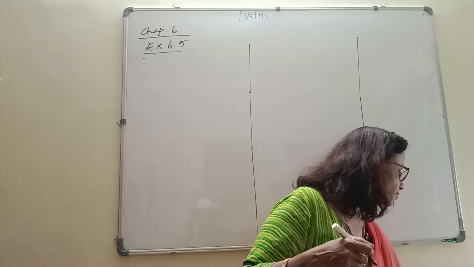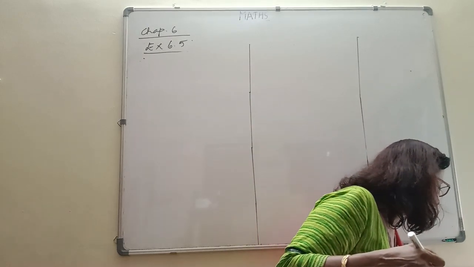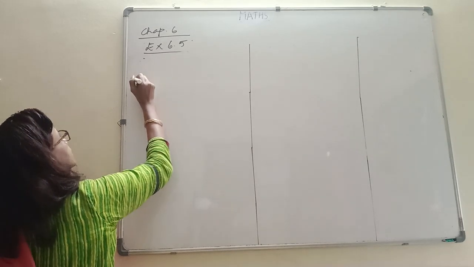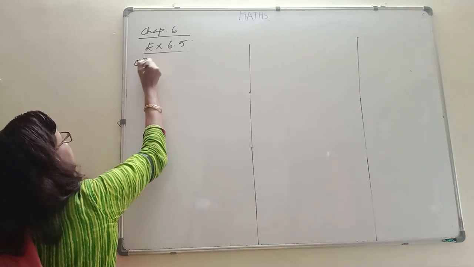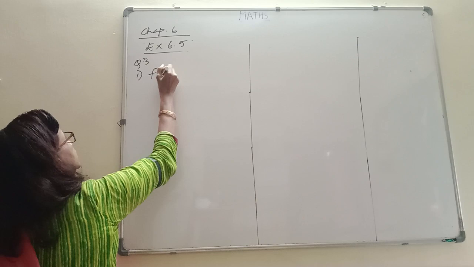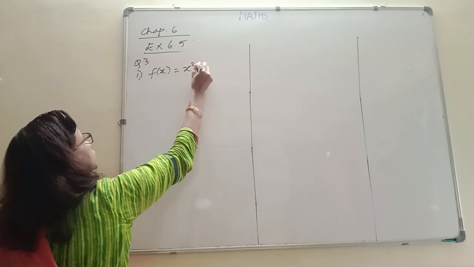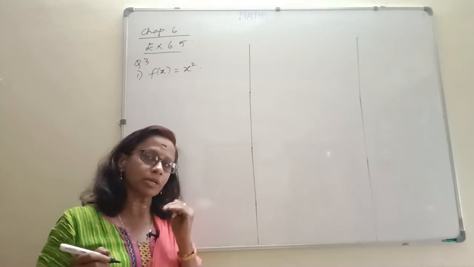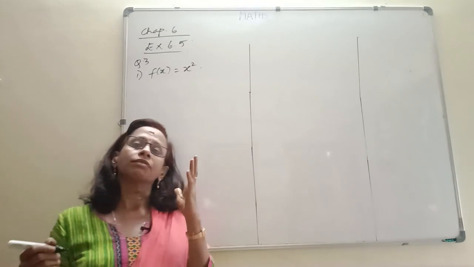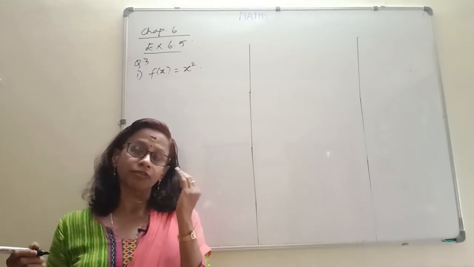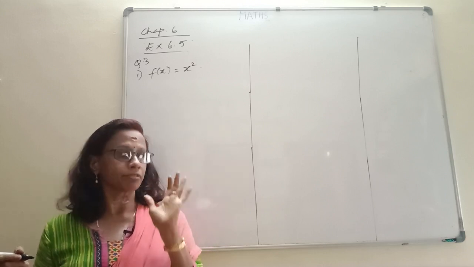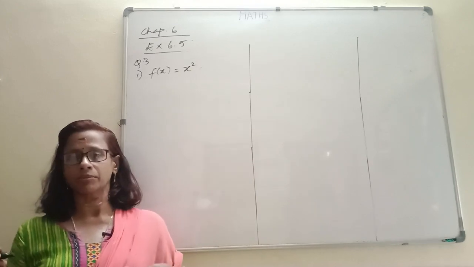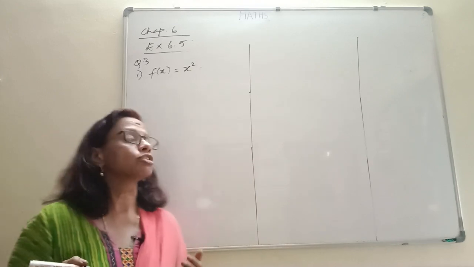To start with, the very first function is f of x equal to x squared. This is exercise question number 3, sub question 1, f of x equal to x squared. For local maxima and minima, the tailor-made format is that we find the first derivative, find the second derivative, keep it ready, then go for the critical point and then decide whether it's maxima or minima.